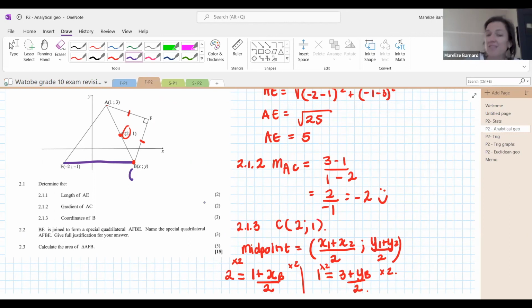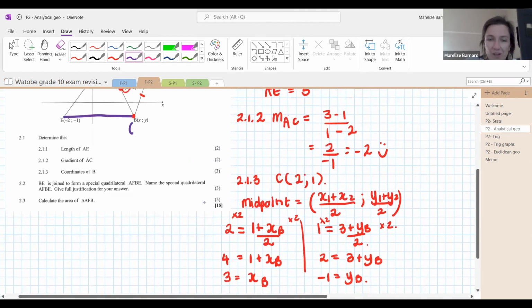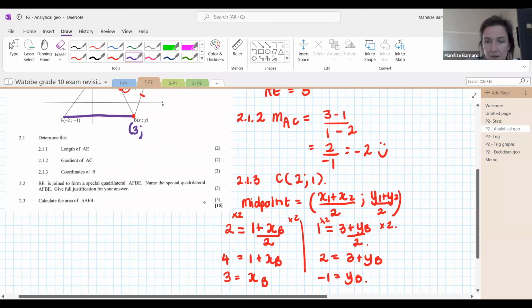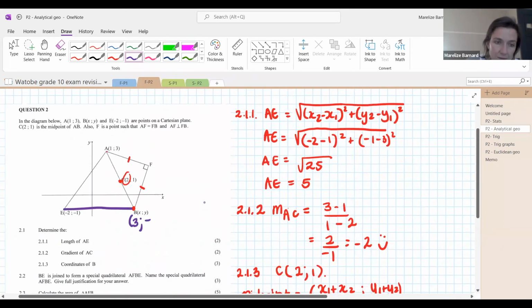Two adjacent sides are equal. Well done, Sibabale. That's right. Two adjacent sides are equal. Okay, good. So let's just write this here. 3 and -1.